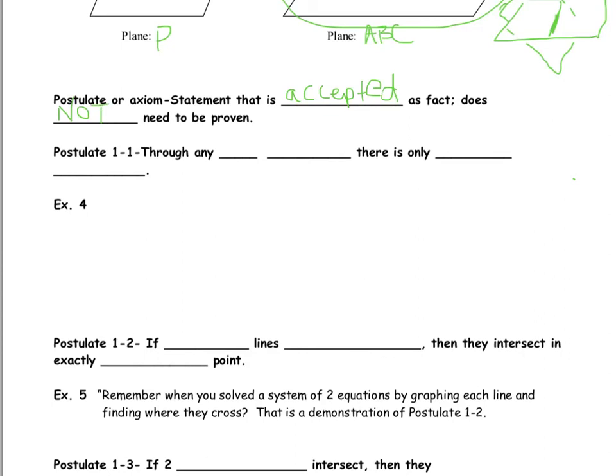Okay? So the first postulate, now it's not known as postulate 1-1, that's not its name, but it's the name in this book because it's the first postulate in chapter 1. So that's where 1-1 is coming in. Through any 2 points there is only one line. So through any 2 points you will only be able to draw one line.